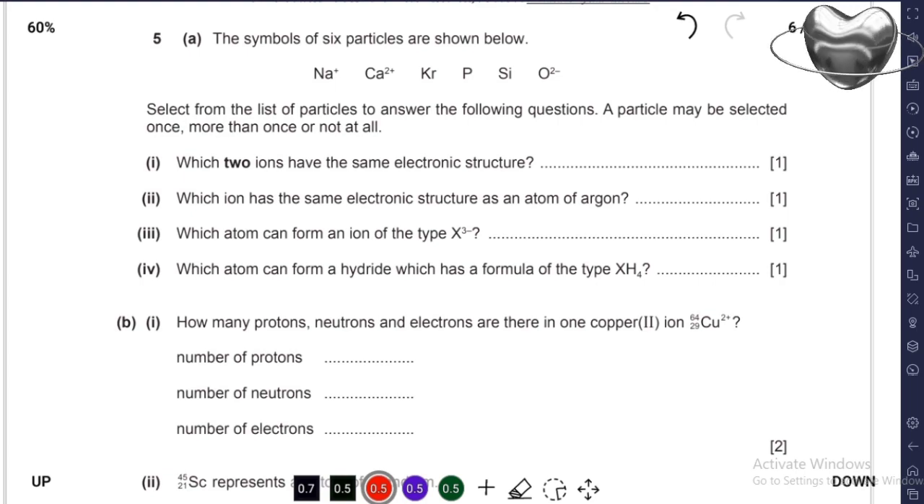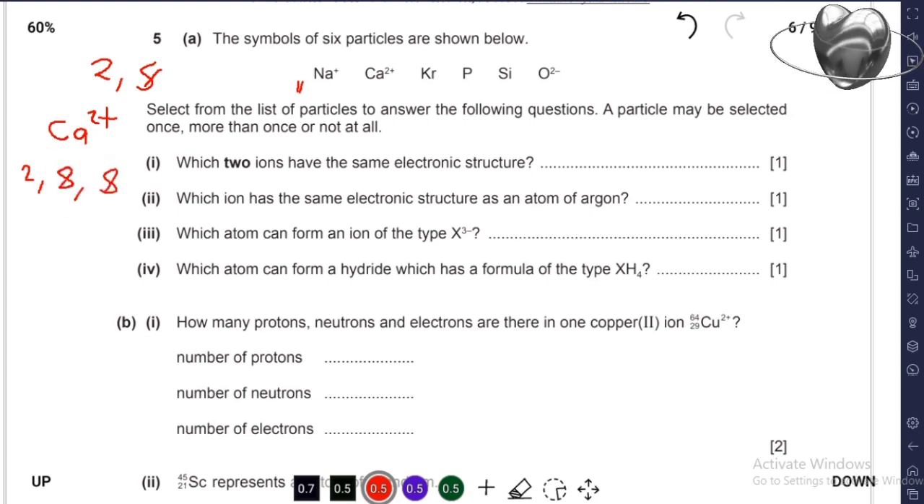We try. We have sodium. Sodium is positive. The atomic number of sodium is 11, meaning the number of electrons in this case will remain 10 because 1 was donated since it is positive. So it is going to have 2, 8. When we look at calcium, the atomic number is 20. In this case, it had lost 2 electrons. So for calcium 2 positive, the electronic structure will be 2,8,8 because it remained with 18 electrons.